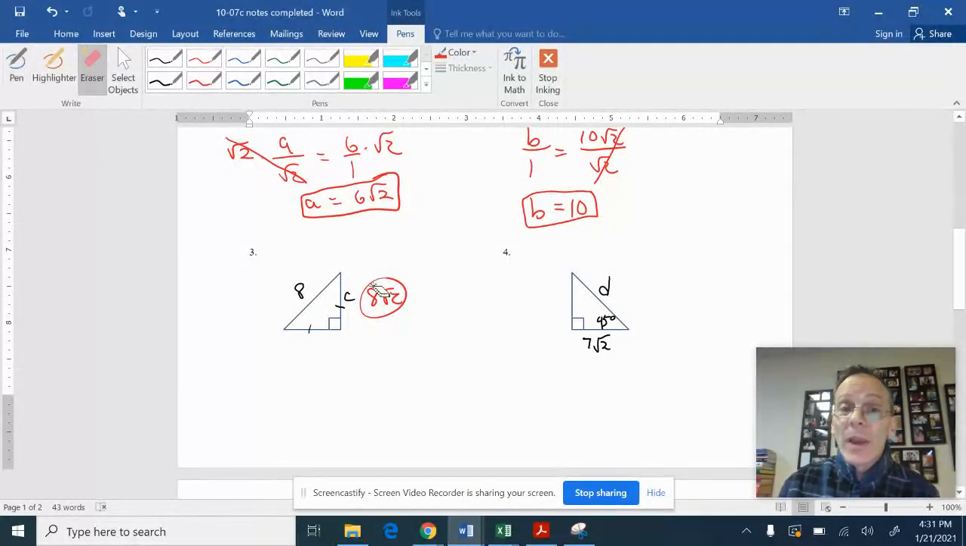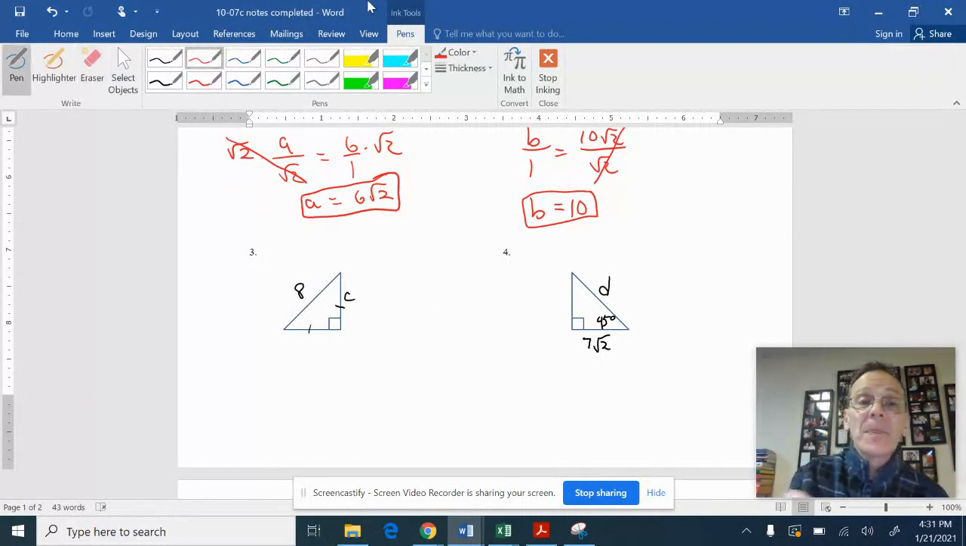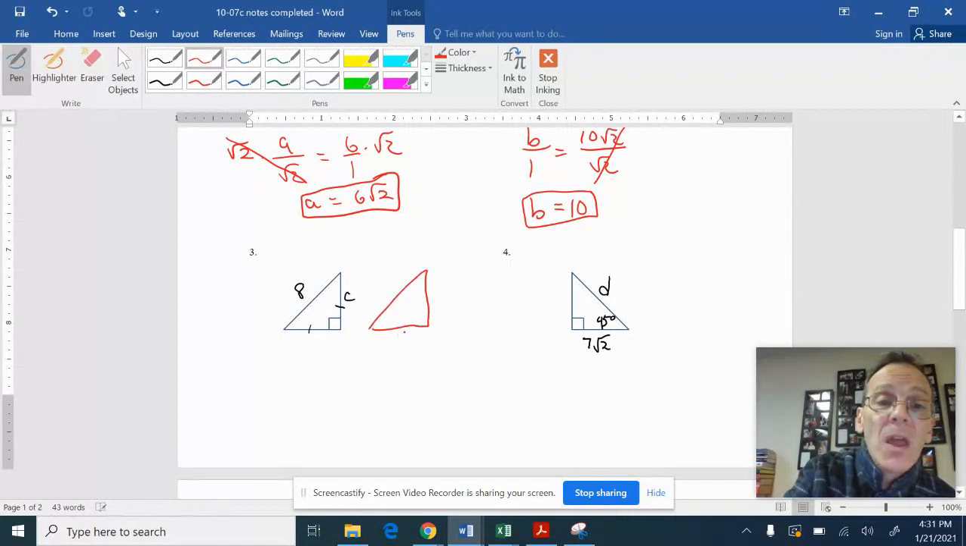Well, the way we did the last two problems. Set up another isosceles triangle right next to it. 1, 1, and the square root of 2. That's where those numbers belong.